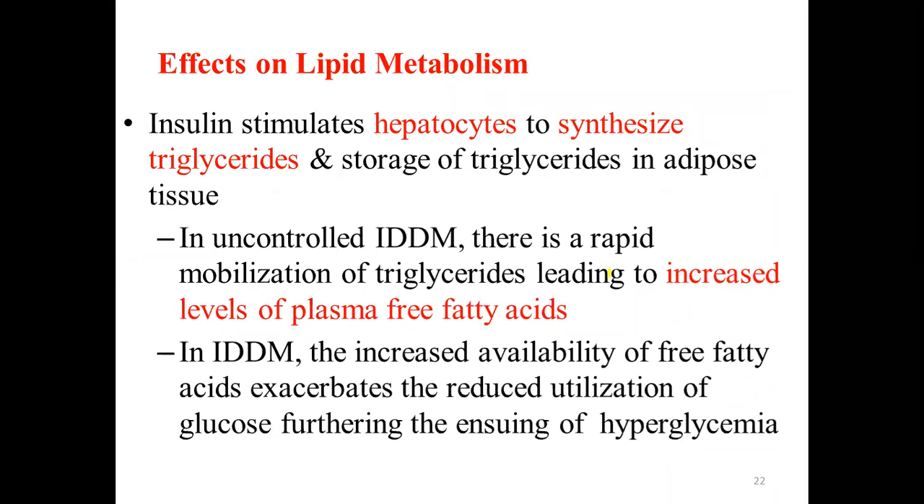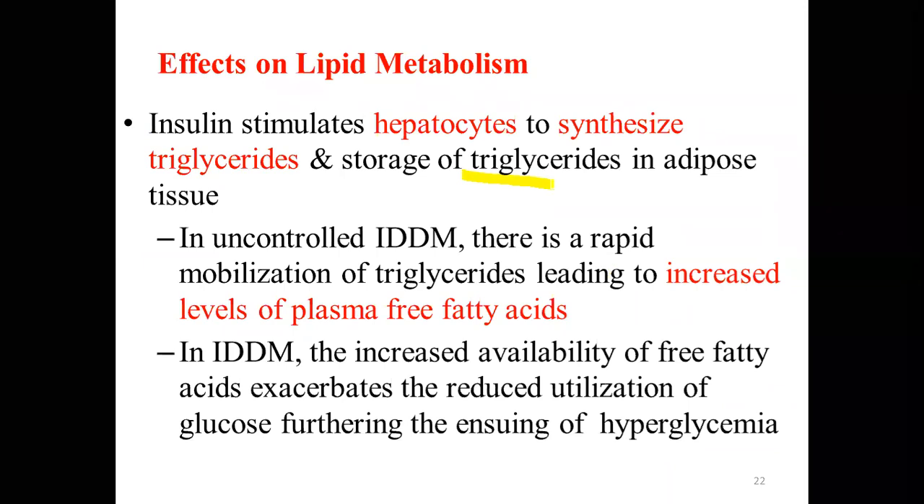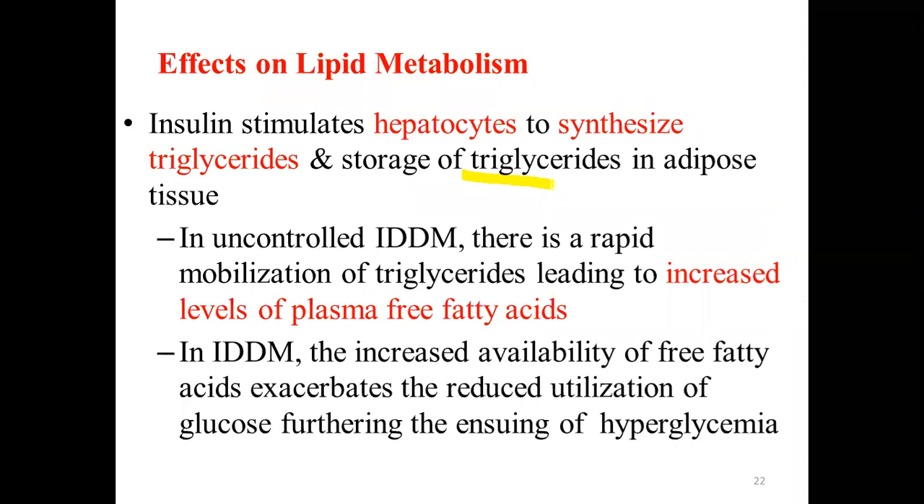So when you look at the effect on lipid metabolism, as we mentioned in the previous lesson, insulin stimulates hepatocytes to synthesize triglyceride and the storage of triglyceride in adipose tissue. Remember, triglyceride is one form of fat in the body. So when a patient has insulin-dependent diabetes, there is rapid mobilization of triglycerides, and that leads to an increase in the level of plasma free fatty acids. So the reverse will happen: the fat undergoes lipolysis, and free fatty acids become available that can be used as an alternative source of energy.